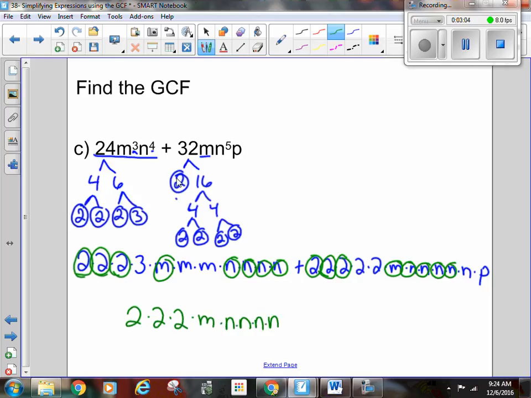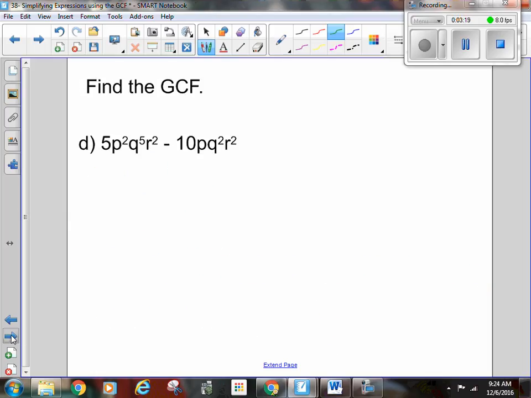What I have there is my GCF, so I'm going to just multiply it all back together. So 2 times 2 times 2 is 8 m n to the fourth. So this is my greatest common factor. That's the biggest thing I can divide out of both terms. Okay, here it says find the GCF.